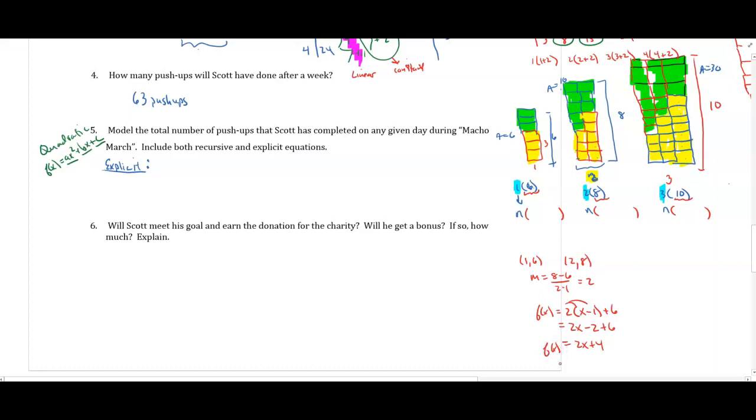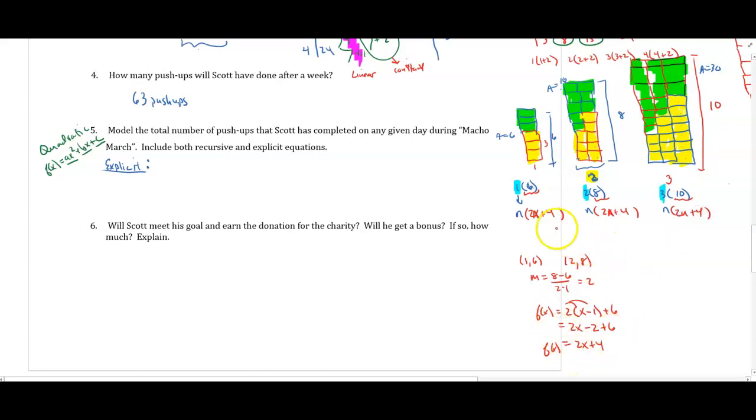Now, where does this 2x plus 4 come from? Another way I want you to think about it: you could do n times 2n plus 4. Sorry about that, I should have used n down here.